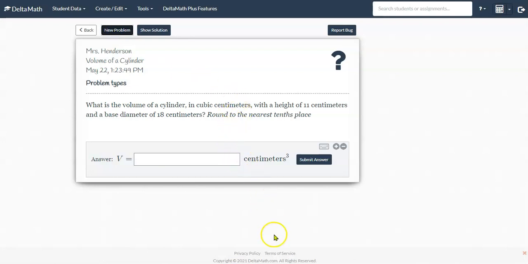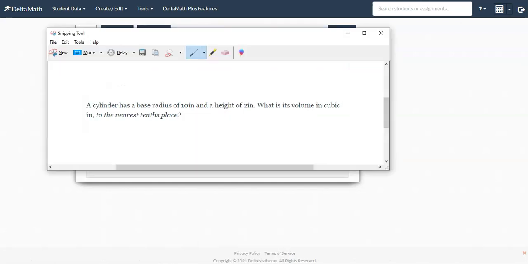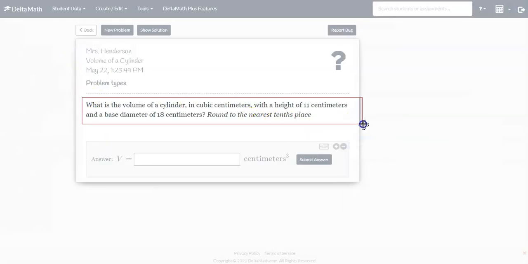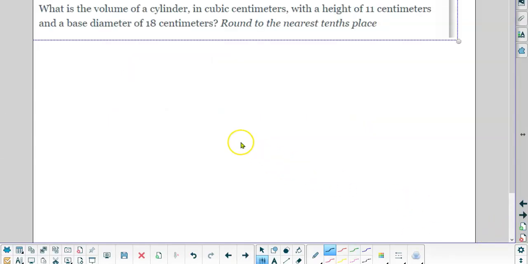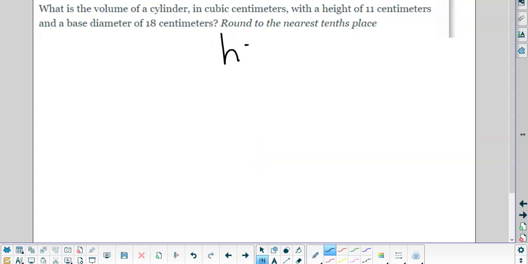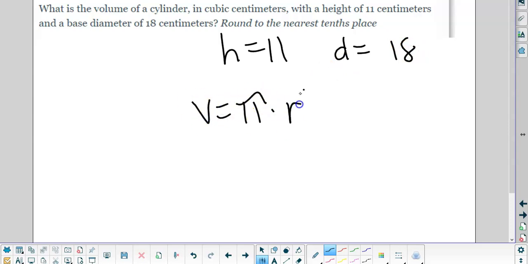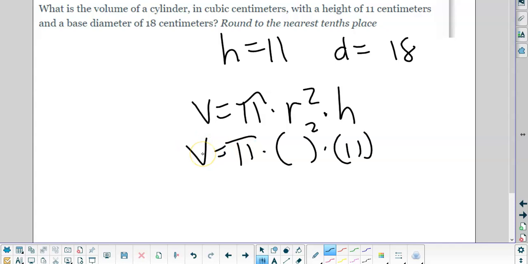This one says, what is the volume of a cylinder with a height of 11 and a diameter of 18 centimeters? So let's take a look here. If you have a height of 11 and a diameter of 18, you do not have all of the letters you need, right? You need a height, which we got, but you also need a radius, which we don't have. So remember, a diameter is just twice as long as the radius. So if we divide that in half, we get our number.